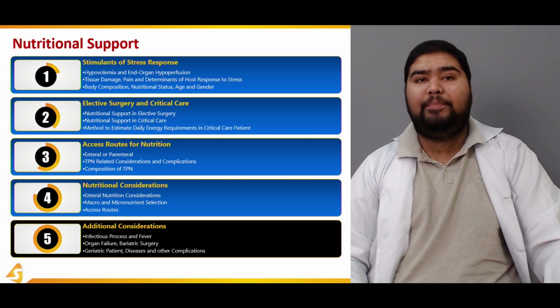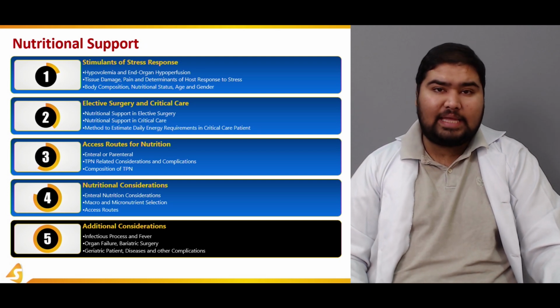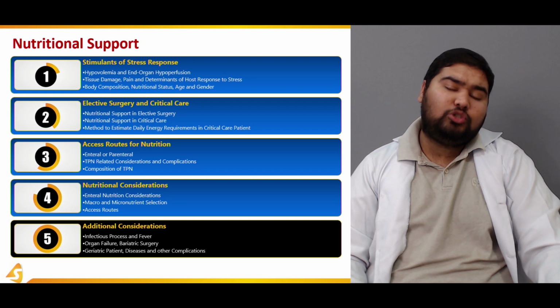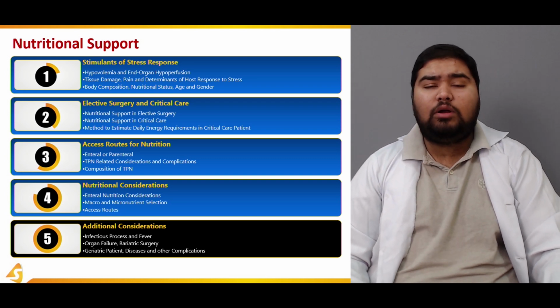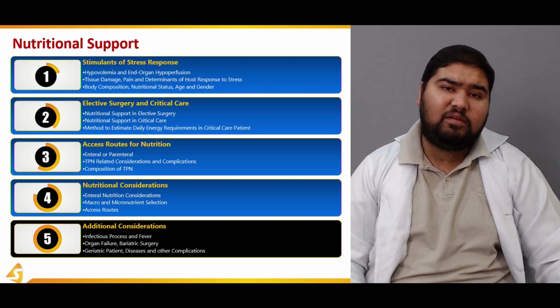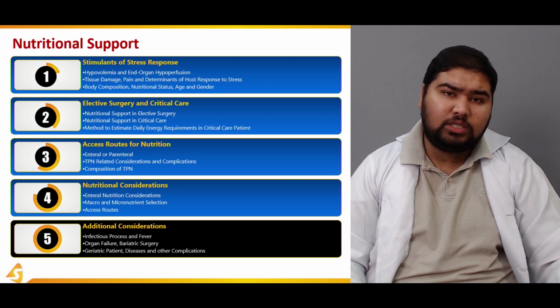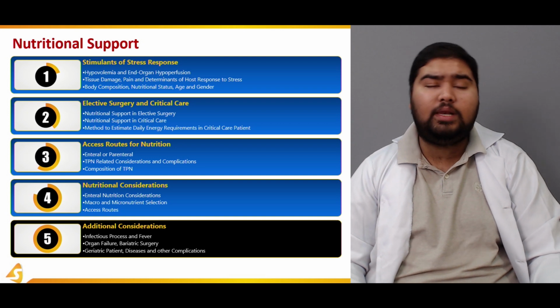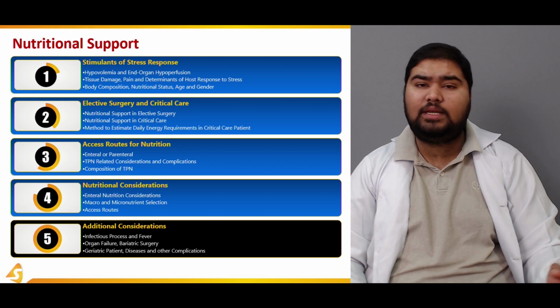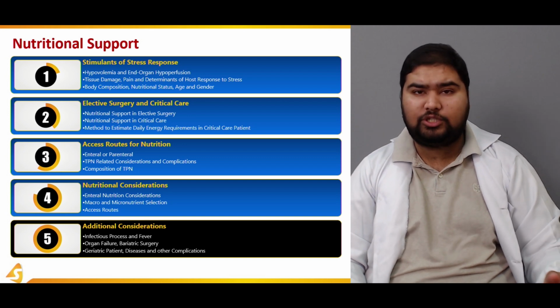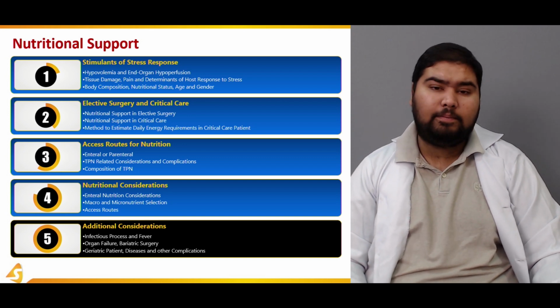Then we'll take up bariatric surgery, and we'll see how the nutrition should be managed in bariatric surgery. Then we'll talk about a special class of patients, the very old, the geriatric patients, and then we'll deal with the anomalies, that is various diseases and other complications which are present in these patients, and how the nutrition should be maintained in these patients.